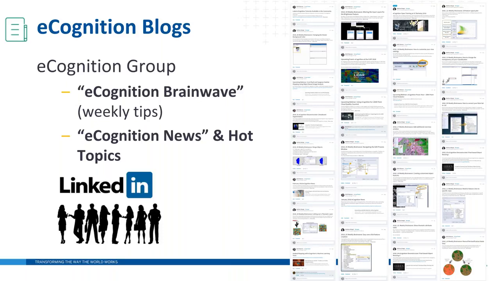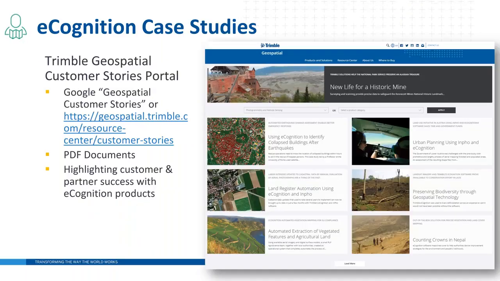Beyond this, we also have case studies. There's a whole host of case studies. So if you're looking for more examples of how eCognition has been used by other folks out there, maybe inspiration for how your organization can also leverage eCognition, you can access these in the Trimble Geospatial Customer Stories portal. Here's the address. You can download these PDF documents and read through the highlights of what's going on with other eCognition users around the world.